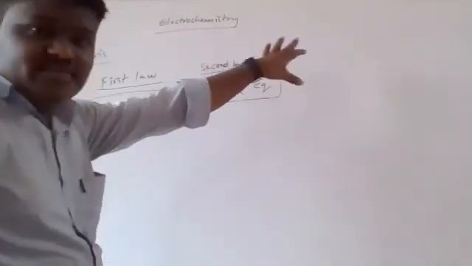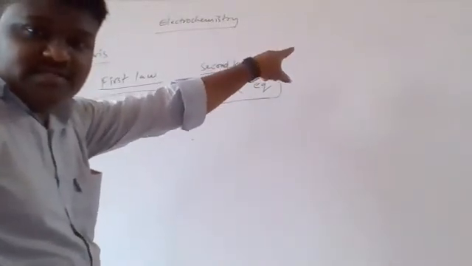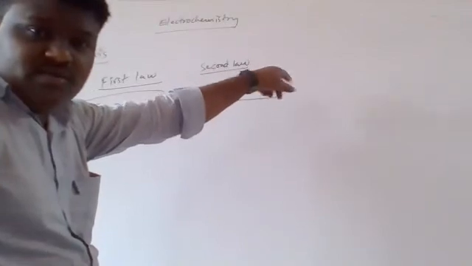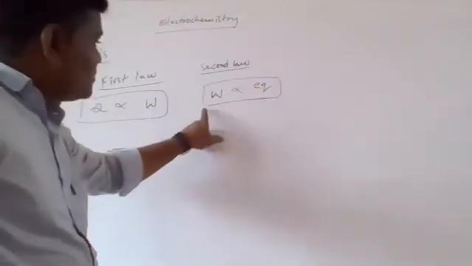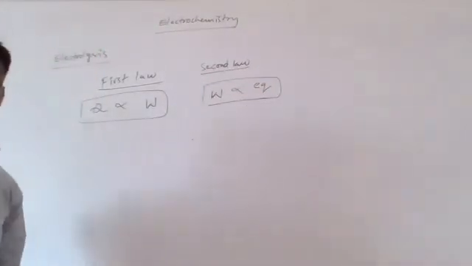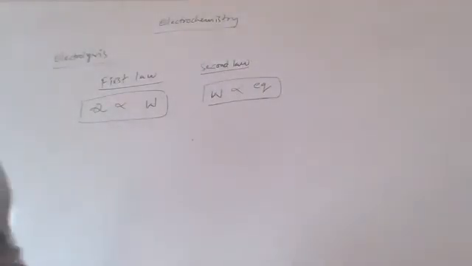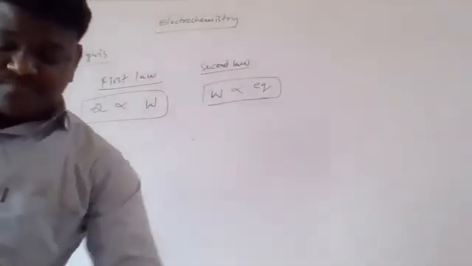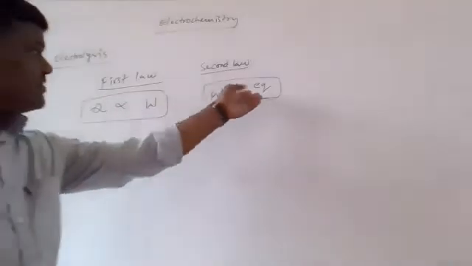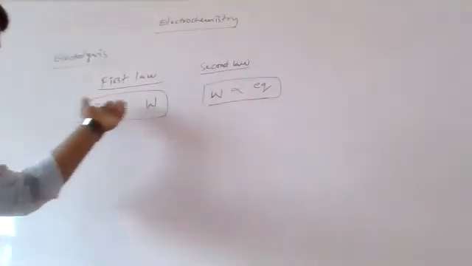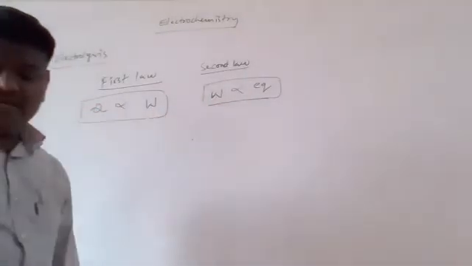Here the electrodes will be in series, there will be different electrolytes, different electrolytic cells, and the same quantity of electricity is passed. Here the weight of the product is directly proportional to its equivalent weight. And next, here EQ is equivalent weight, W is the weight of the product, Q is the quantity of electricity.